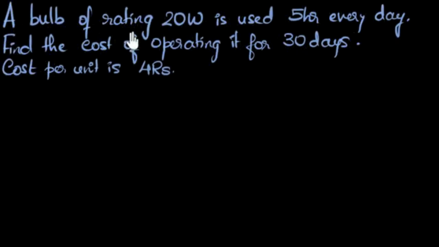A bulb of rating 20 watt is used 5 hours every day. Find the cost of operating it for 30 days, given the cost per unit is 4 rupees. Great idea to pause this video and see if you can try to do this one yourself. All right, let's do this.